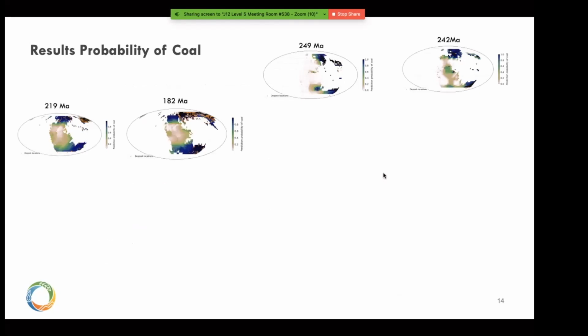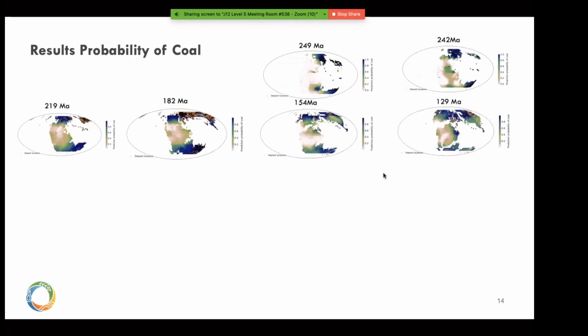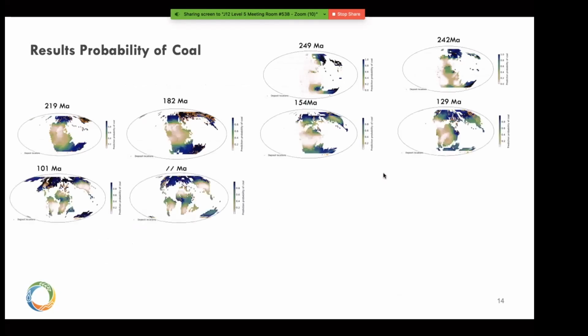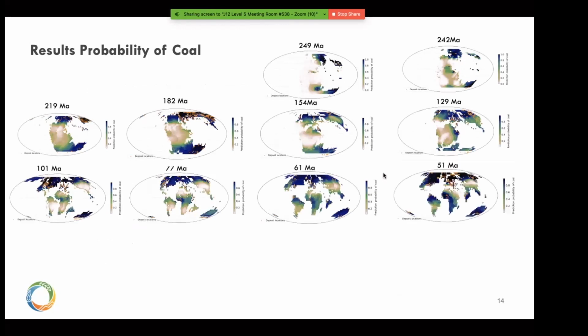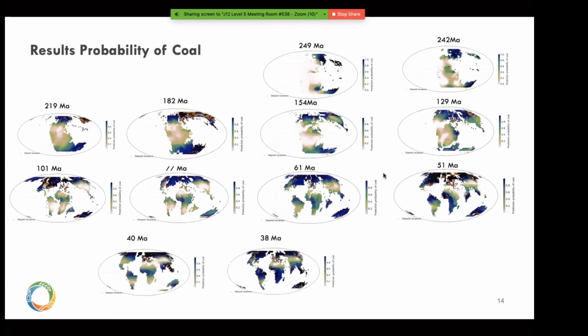So I've got these for all of the deposits, but I've just put them up. So here is how the world has sort of changed. You can see it's a very different world from what it was 250 million years ago. And here are the results for the probability that we're going to find coal in there.